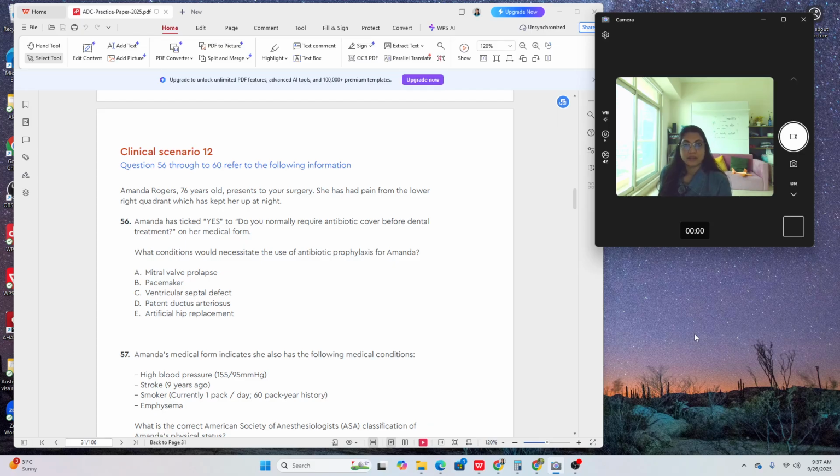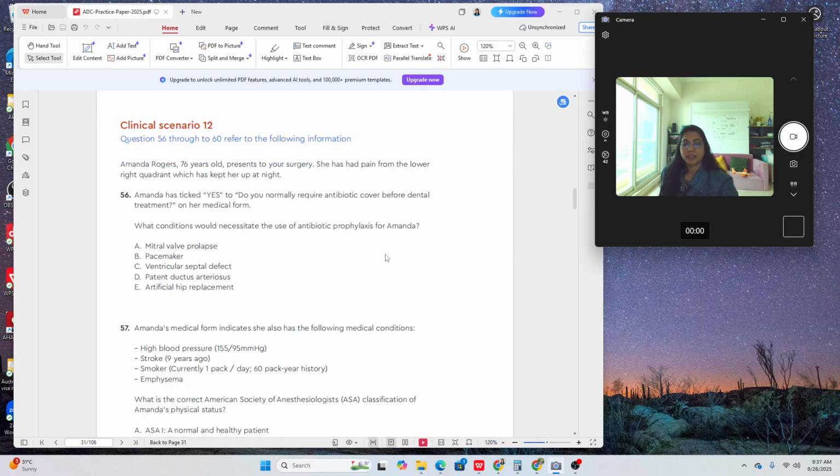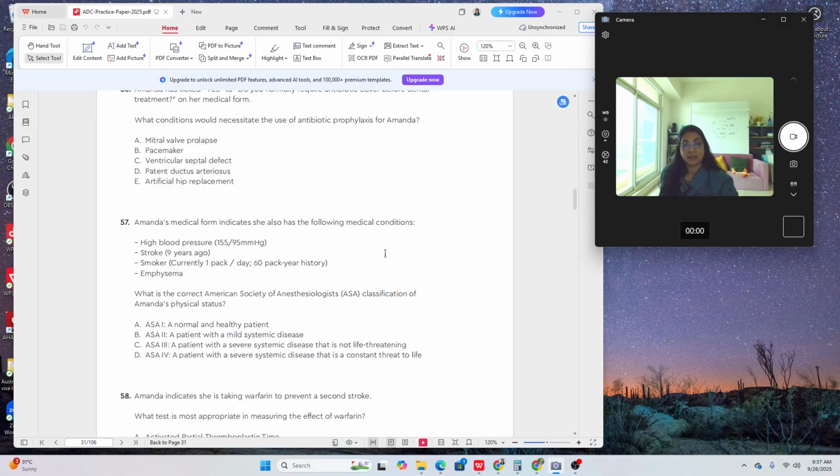VSD is also a congenital defect, PDA is also a congenital defect, but more weightage is given to PDA to receive antibiotic prophylaxis than VSD. According to me, both C and D can be the answer of choice, but they prefer D, so I will go with option D. Amanda's medical form indicates that she also has the following medical conditions: high blood pressure, stroke 9 years ago, smoker, currently 1 pack, emphysema. Emphysema is a lung problem.